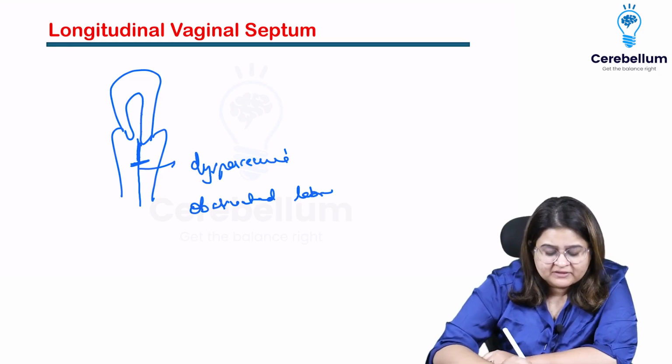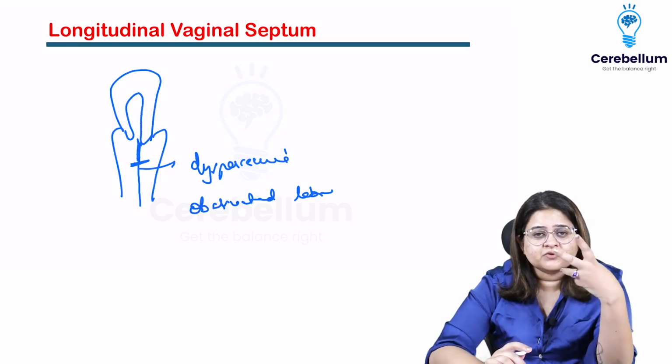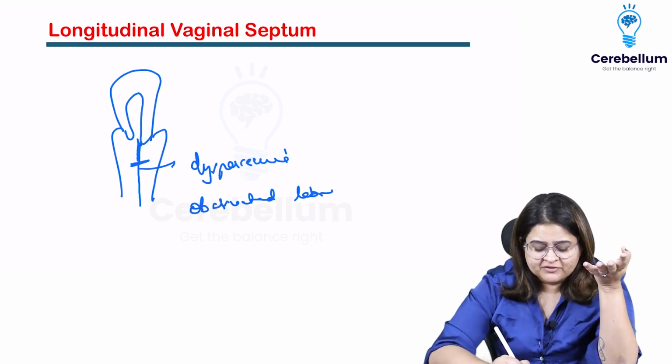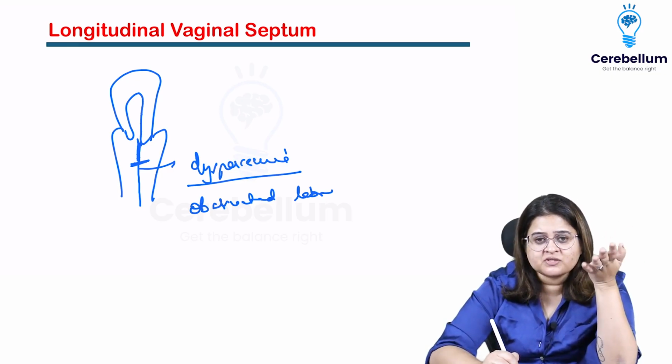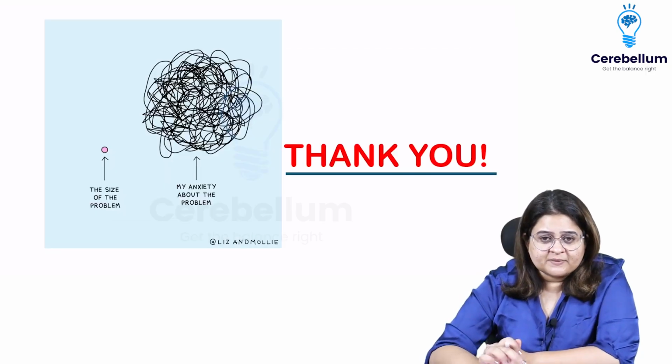And what do you do when you see the septa and the head coming down? You just have to cut the septa. Even if she is not pregnant, you just have to cut the septa. So very easy treatment, just cut the longitudinal vaginal septa.